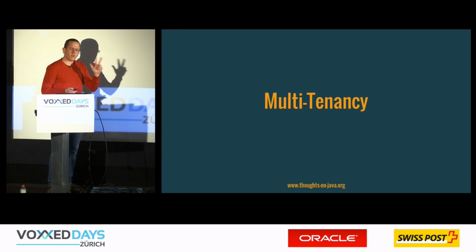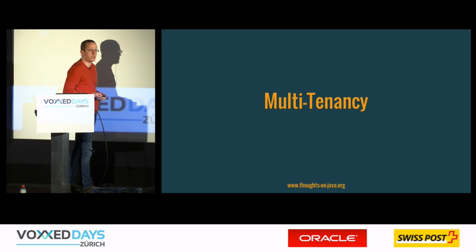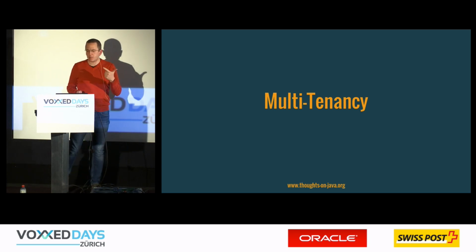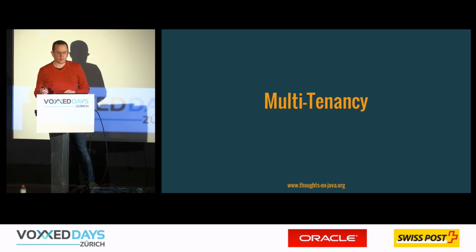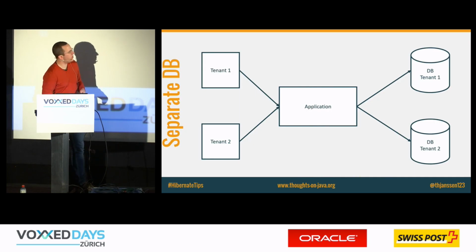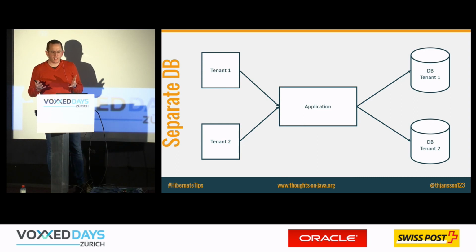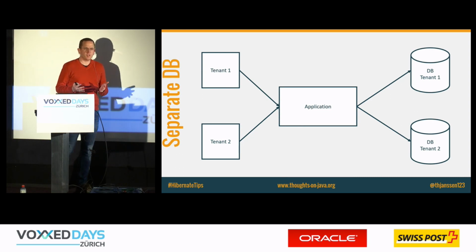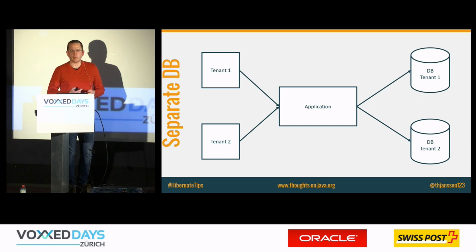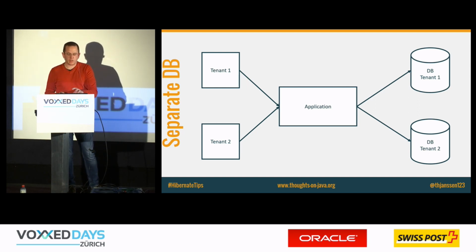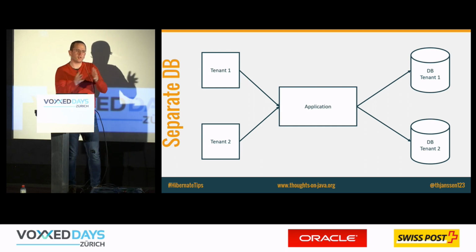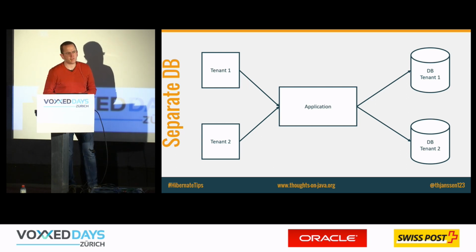There are, in theory, 3 different concepts that you can use to implement that. Hibernate implements 2 of them, at least right now. The first one is this here. That's probably the easiest and most obvious approach. Each tenant gets its own database. So you have multiple tenants that are using your application, and your application decides, okay, this is tenant 1, so I go to tenant 1 database, and for tenant 2, I go to the other database.